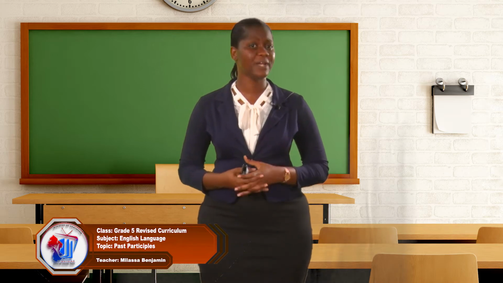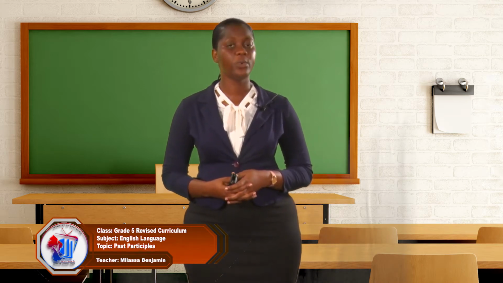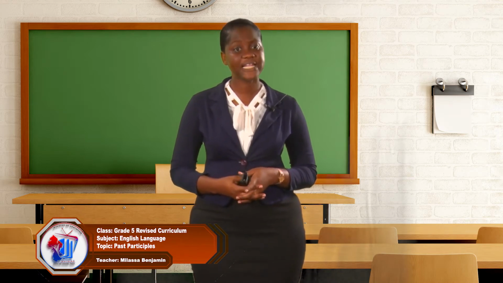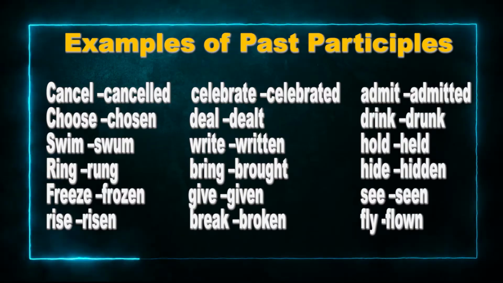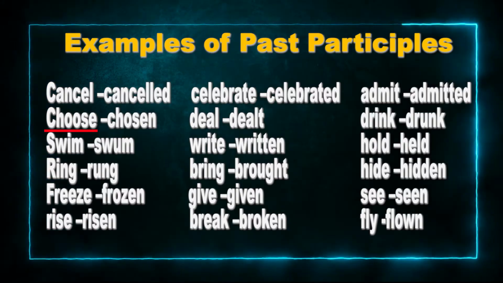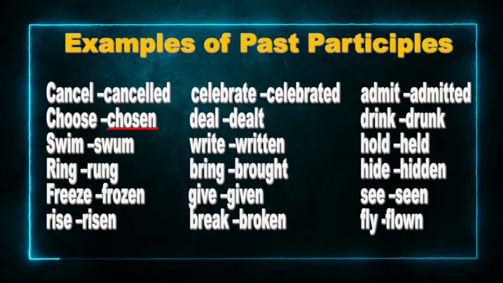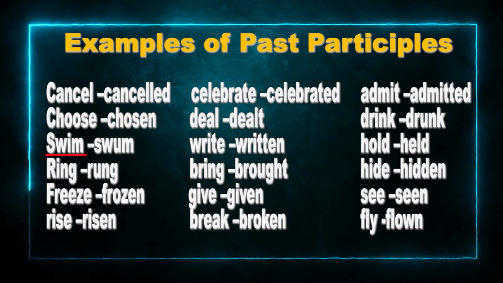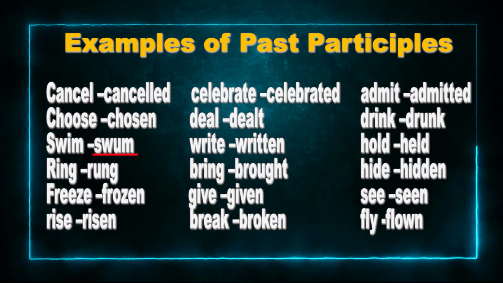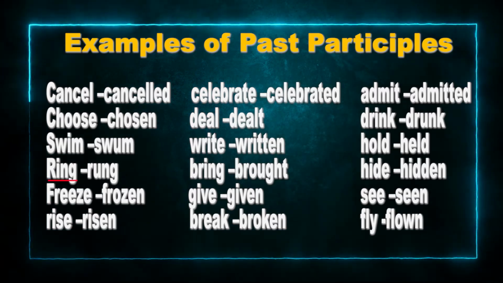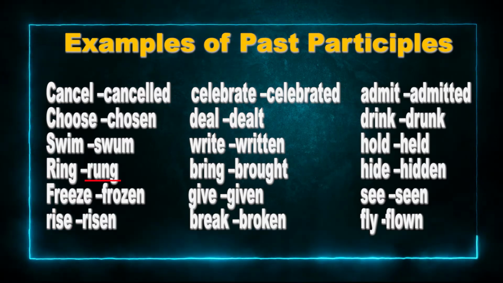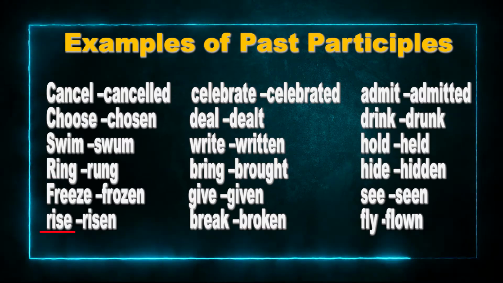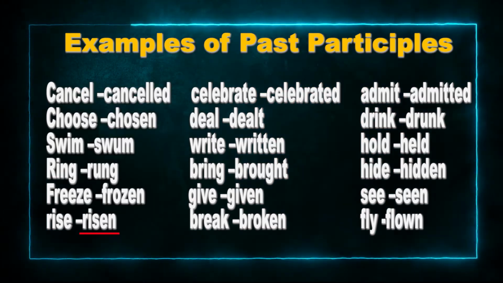But the trick comes when we're examining the irregular verbs, which have different forms of their past participles. Let's take a closer look. We have the verb choose. The past participle is chosen. We have swim, past participle swum. Other examples include ring, rung, or freeze, frozen, or even rise, risen.